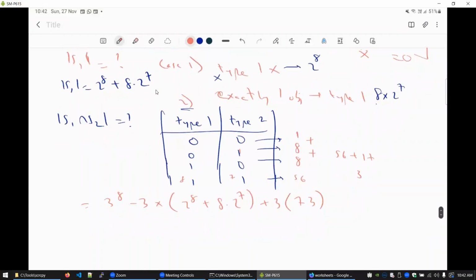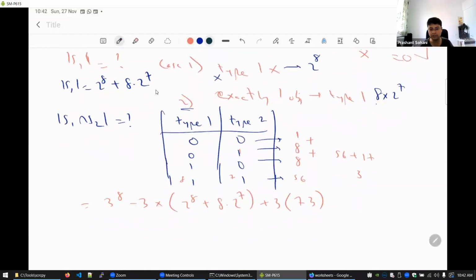This will be a lot of calculation. I'm not recommending this approach, but I just want to illustrate how we are getting the same answer with this approach.